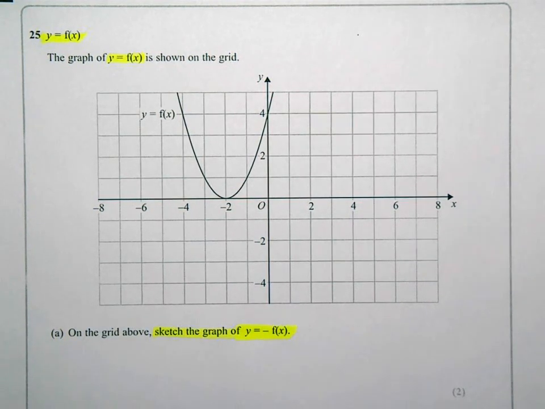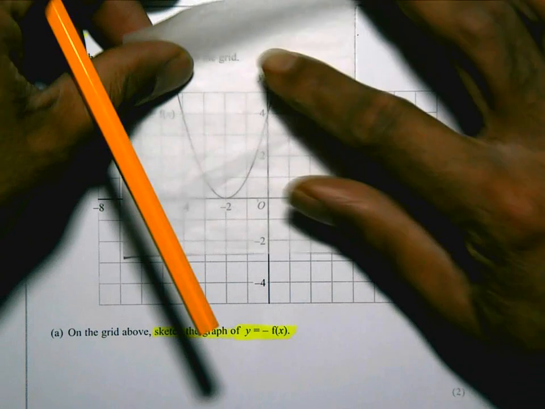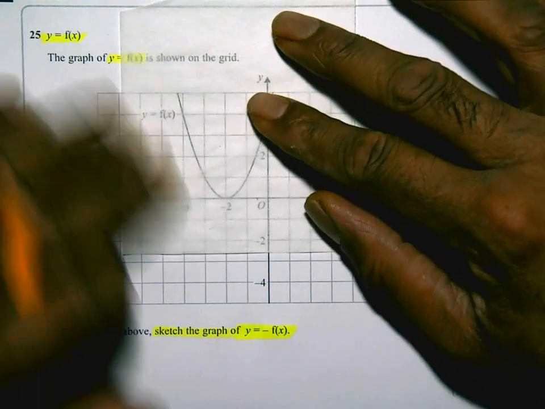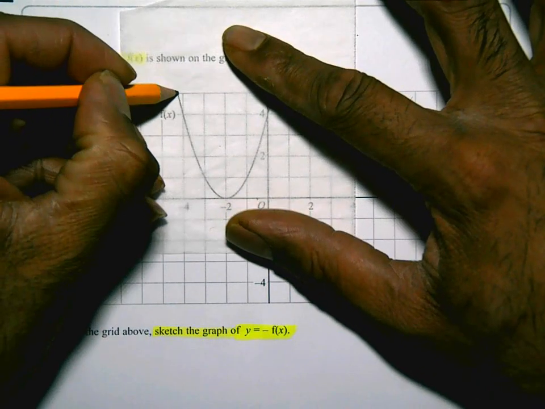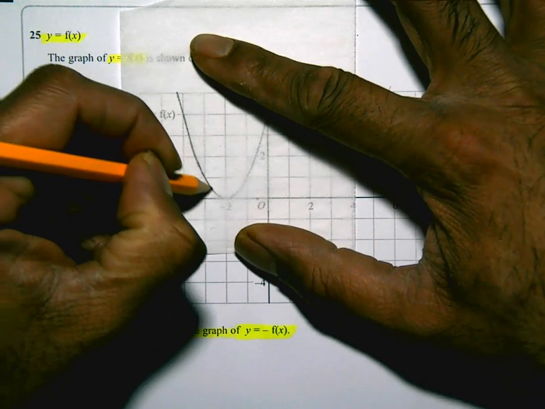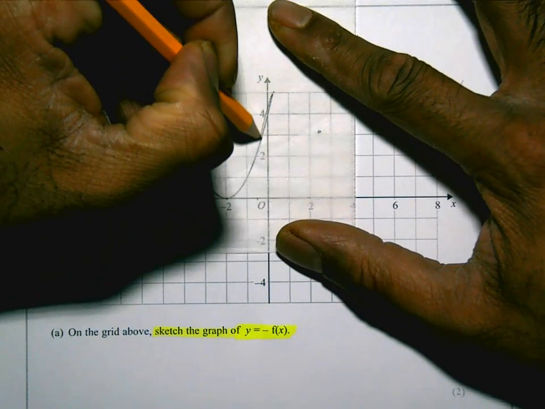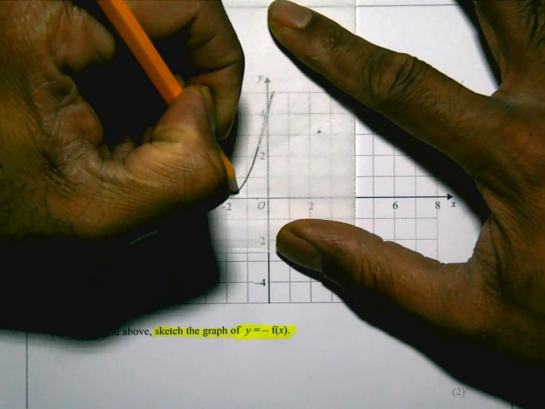Y is equal to minus f of x. Now this should be a standard construction that you're aware of. It should be in your notes, and it's a transformation that is pretty standard. I'm going to use tracing paper to indicate what's happening, and also to make sure that I get an accurate drawing of the answer. So this is my graph, and I've just traced it over.